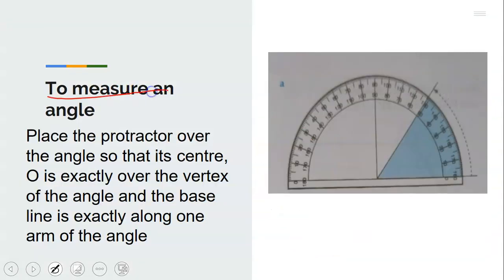Now, to measure an angle, let's say this is the angle you want to measure. Place the protractor over the angle so that its center, that is this middle point where these two lines meet, will fall over the vertex, that is, this is the vertex of the angle, and the baseline, this is the baseline, will fall on this line. It will be exactly on the baseline.